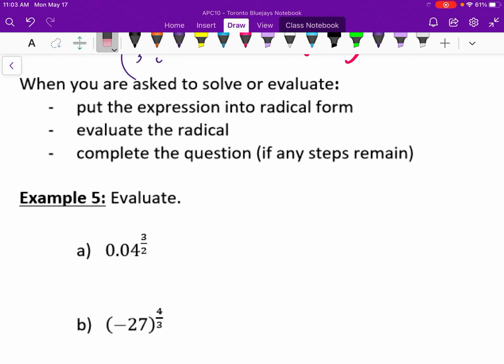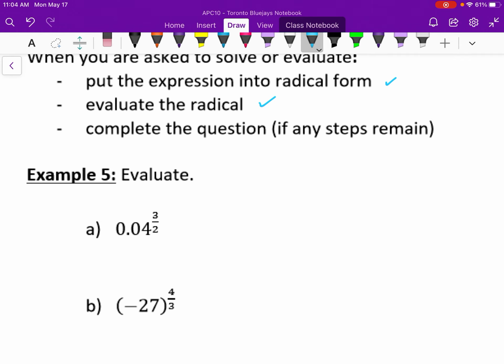All right. So now, when we are asked to solve or evaluate, we're going to put the expression in radical form. Okay, sure. Why radical? The radical form is going to be the best for us because that's the one we understand best. So we're going to evaluate the radical, and then we're going to complete the questions if any steps remain. So really what I'm going to be doing here is I'm going to evaluate 0.04 to the power of 3 over 2.